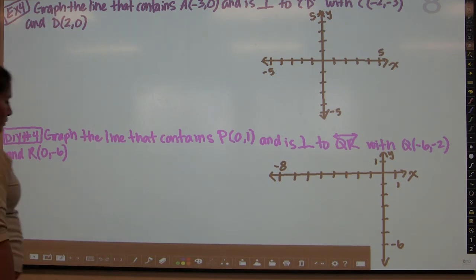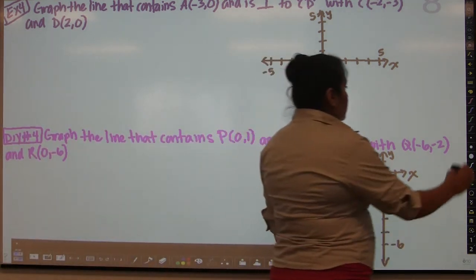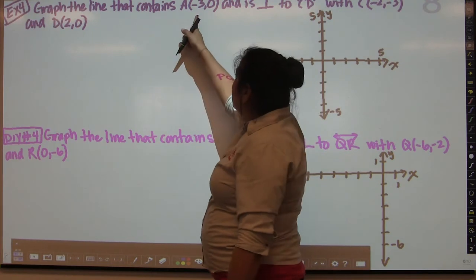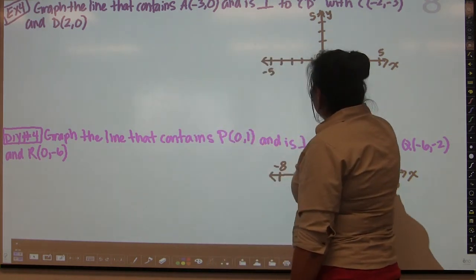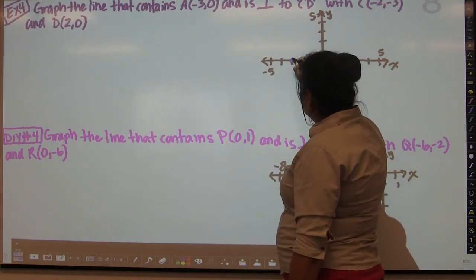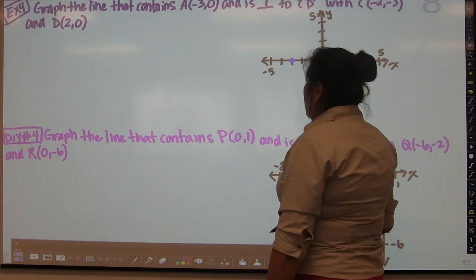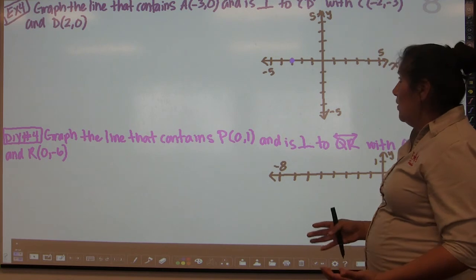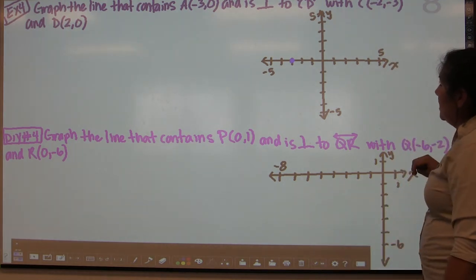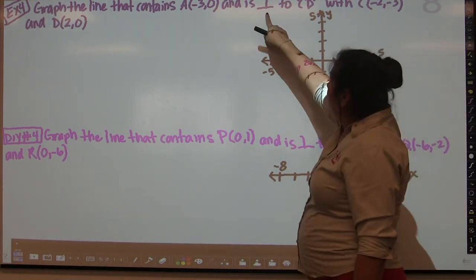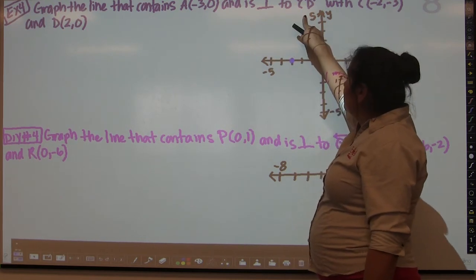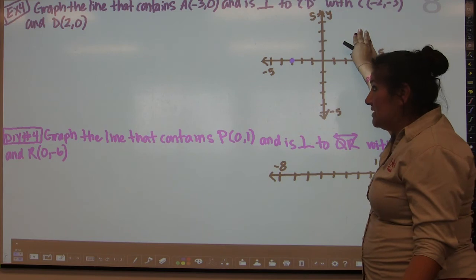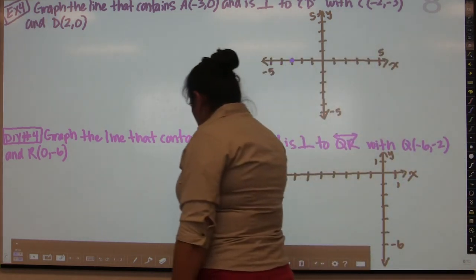Okay, so the first thing we know is that we're definitely going to start our graph. You want the line to contain negative 3, 0. So I need to find that point: negative 1, negative 2, negative 3, 0 is right there. The problem is that I don't know what my next point should be. When I graph a line, I have to have 2 points. So we're going to want this line to be perpendicular to CD. Well, in order for it to be perpendicular to CD, we have to know what the slope of CD is. So that's where we're going to start.